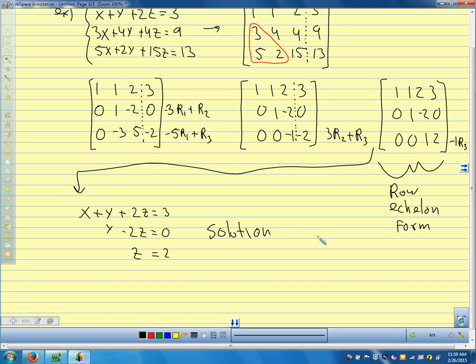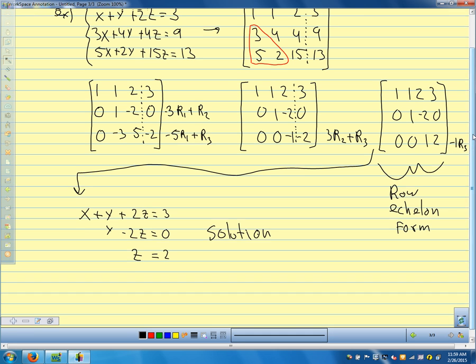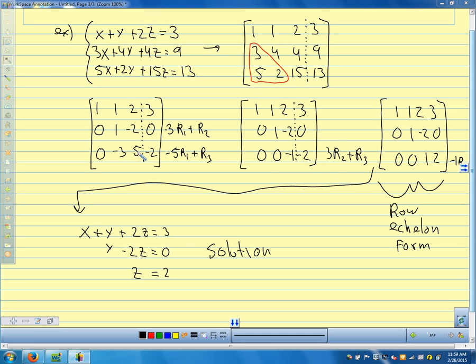What was 15? Right, but then when we got rid of this 5, when we did this operation, it turned it into a 5. Because I did negative 5 times row 1, so I get a negative 10, plus 15 gave me that 5. So our solution turns out to be, for this one, negative 5, 4, 2, if I do the back substitution.